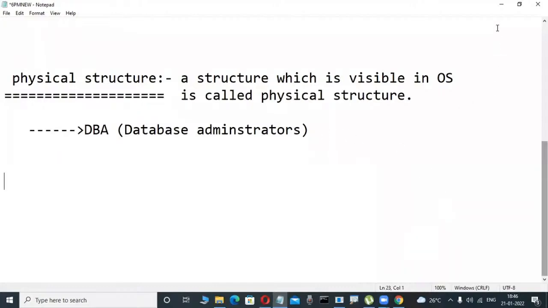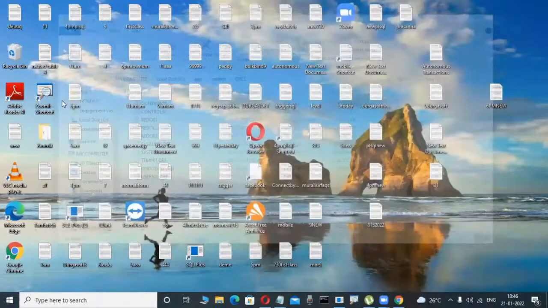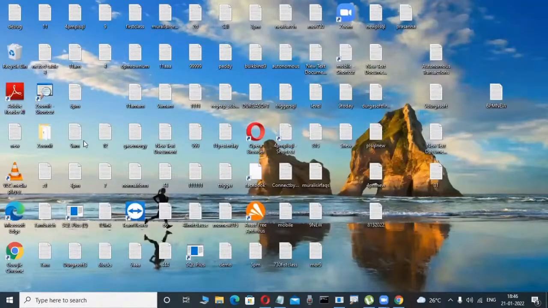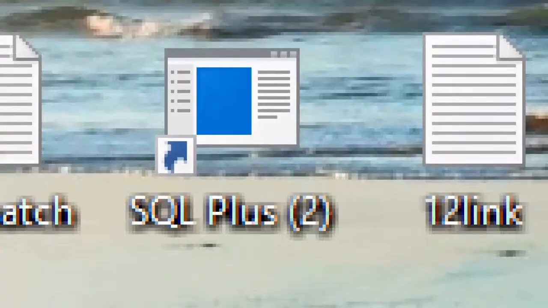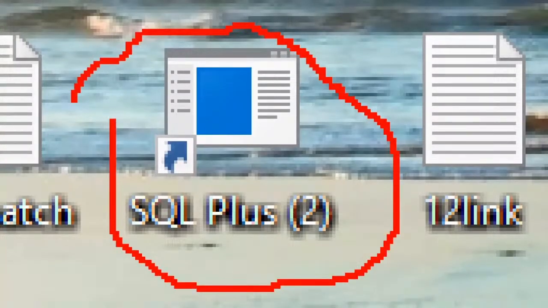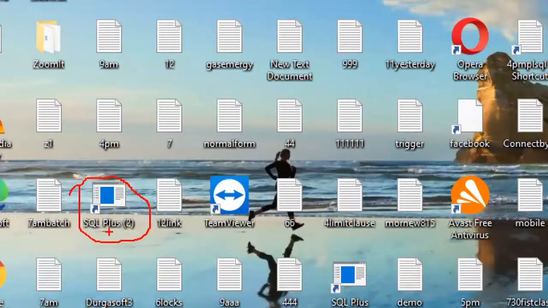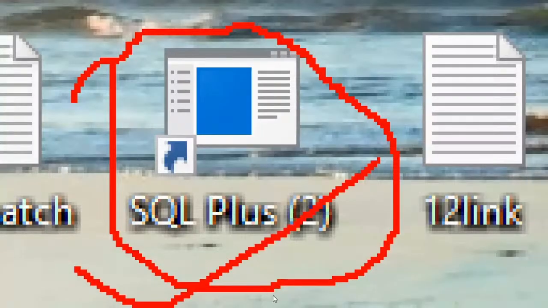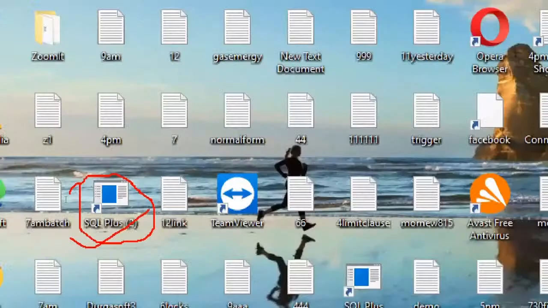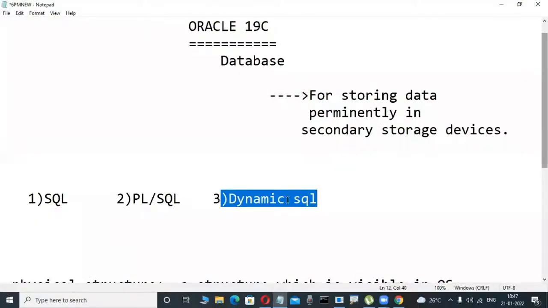Now check it out. Observe it here. Suppose on the screen, does anybody observe this? In my screen something is there. I'm installing Oracle. What is this one? SQL Plus is there. SQL is a language, you have an idea. PLSQL is a language, some coding is there. Dynamic SQL is a language. Daily we are writing code.